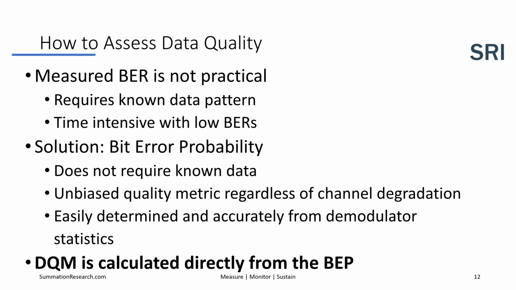In summary, while measuring BER has limitations due to the need to know the data, the use of bit error probability offers a practical and efficient alternative. By estimating bit error probability from the demodulator statistics and using it to calculate DQM, we can achieve accurate and real-time data quality assessments. Let's see what's next.